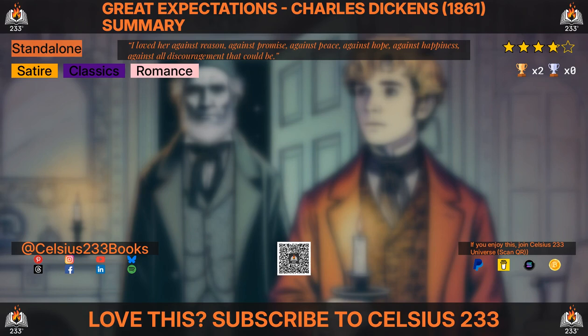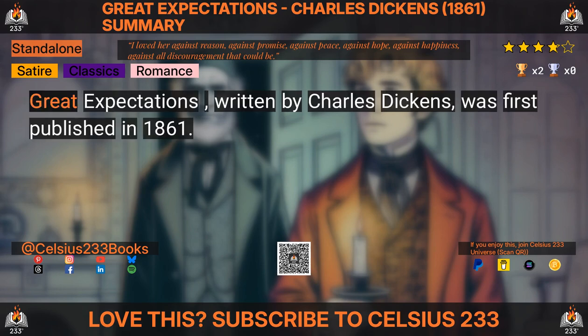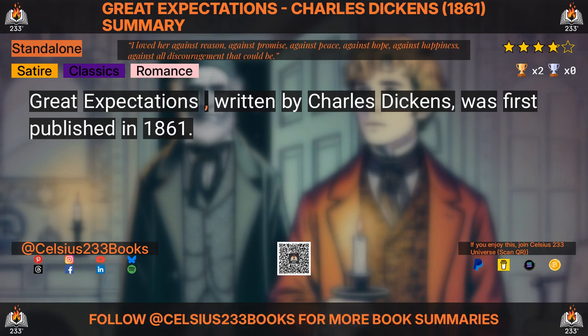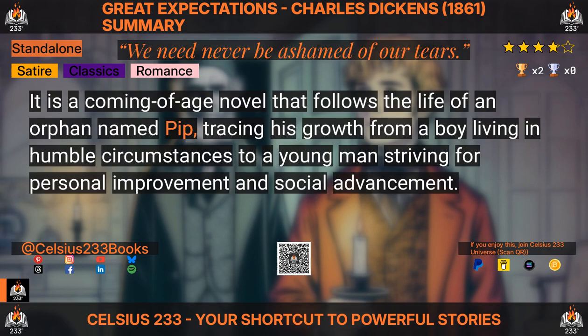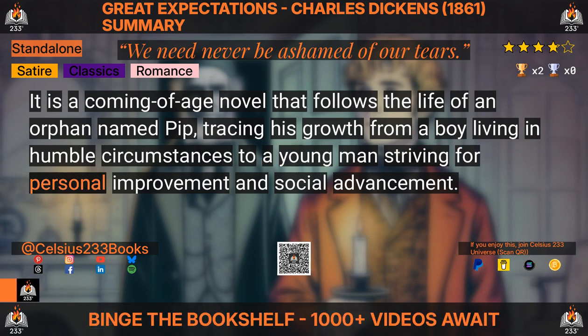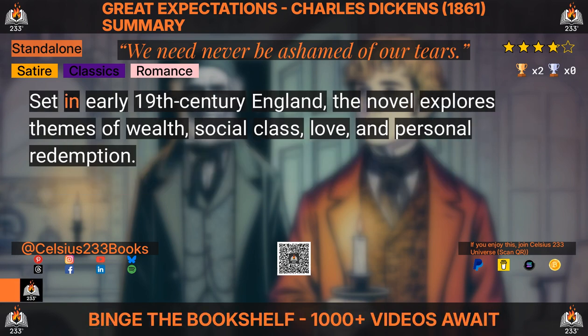Today, we will journey through Great Expectations by Charles Dickens. Great Expectations, written by Charles Dickens, was first published in 1861. It is a coming-of-age novel that follows the life of an orphan named Pip, tracing his growth from a boy living in humble circumstances to a young man striving for personal improvement and social advancement.